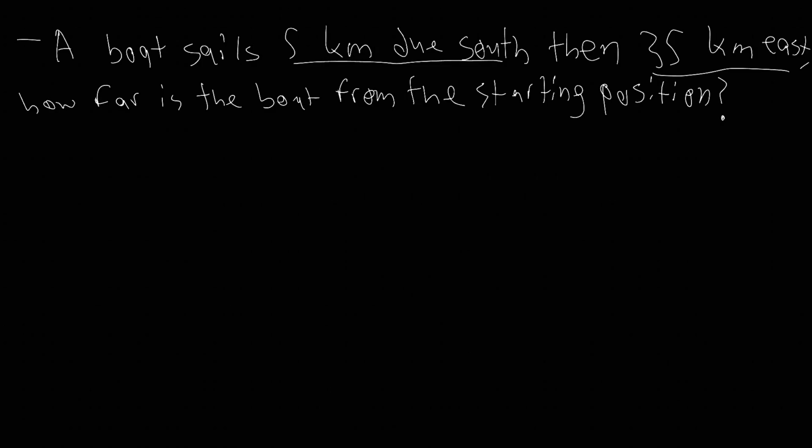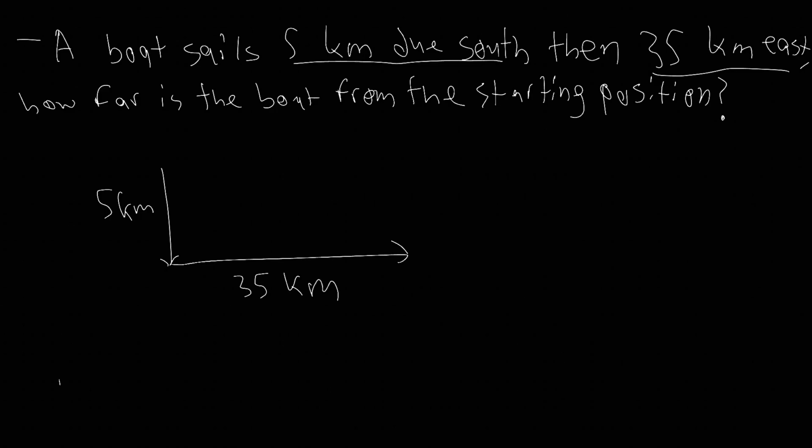So let's construct this. 5 kilometers due south. If you don't know your directions, it's just like this. This is north, this is south, this is west, and this is east. So a boat sails 5 kilometers due south. So I can draw a line over here, pointing downwards, and this is 5 kilometers. Then it goes 35 kilometers east. So I can draw an arrow over here, and I can say that this is 35 kilometers.